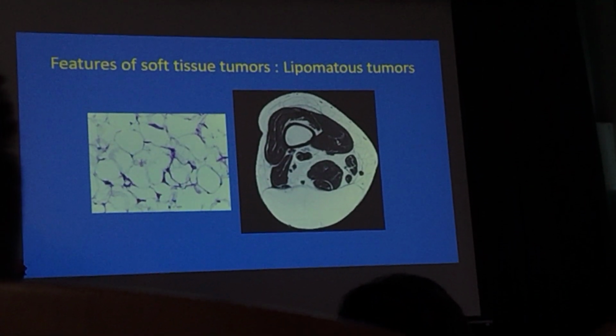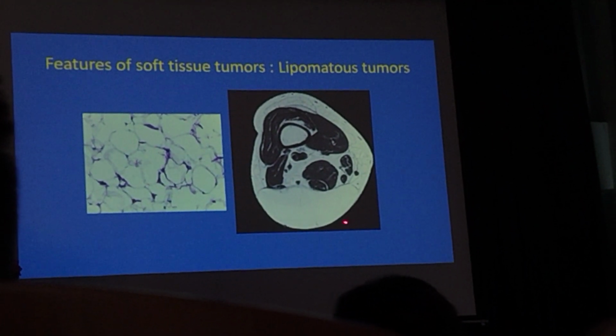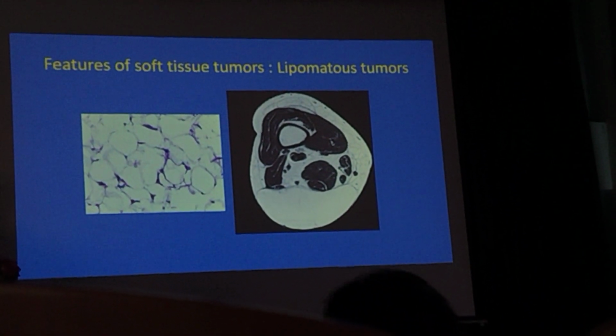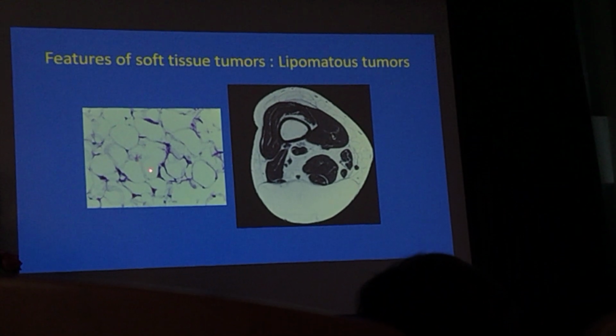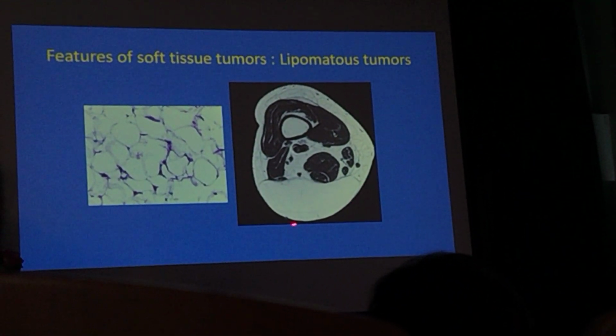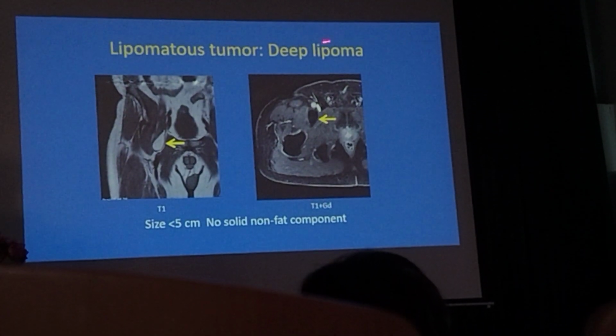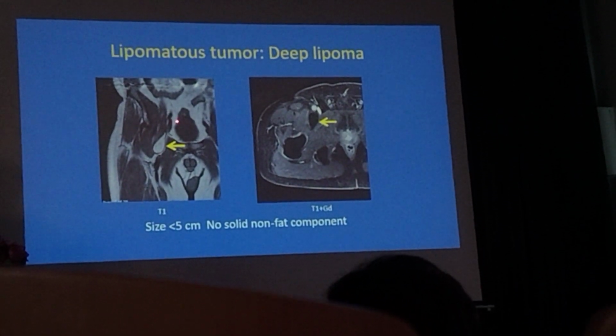And this is to show you that this area corresponds to the pure fat cell on pathology. But this image is very correlated with our image. We see the tumor is completely homogeneous. On pathology, these are fat cells. And this is the example of deep lipoma.